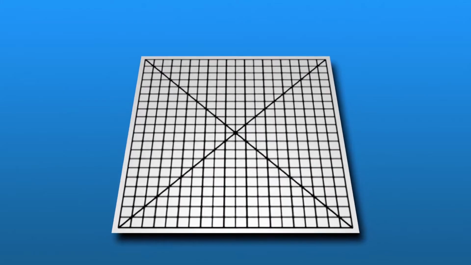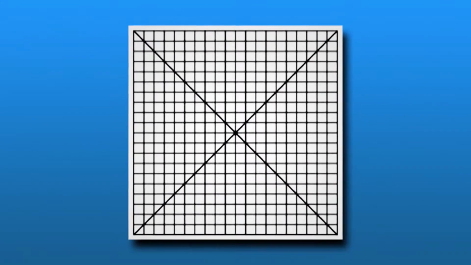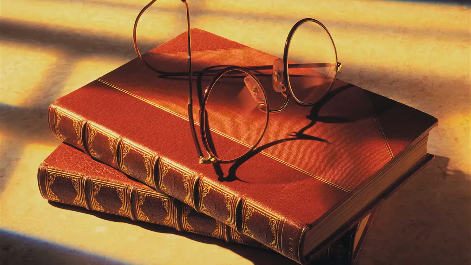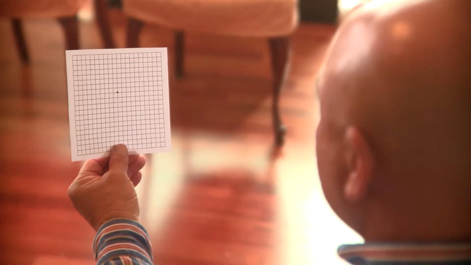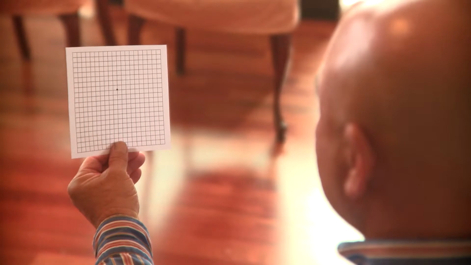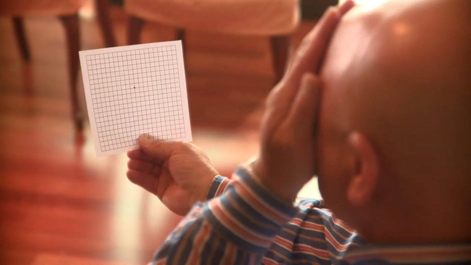A basic yet important tool for monitoring your vision is called an Amsler grid. You can use it at home to detect changes in your central or macular field of vision. You simply sit in a well-lit area and hold the grid away from you at a comfortable position. If you wear glasses, you should keep them on. Cover one eye and look directly at the point in the center of the grid, but observe the pattern of vertical and horizontal lines in your peripheral vision. Then do the same with the other eye.